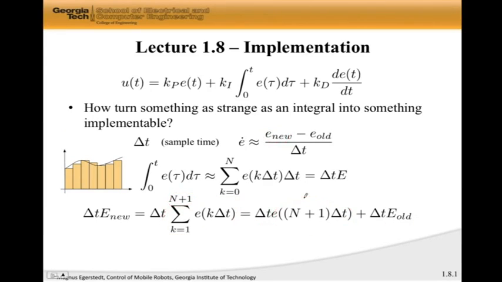Or, if I want to put it in a slightly more compact way, E new, where E is the sum of the errors, is E old plus the latest error, which is a little bit duh. The new sum is the old sum plus the latest entry. So that gives me E new. And now, since I know that the integral is delta t times E, the integral term that I get here is simply delta t times E new, which gives me an approximation of the integral.